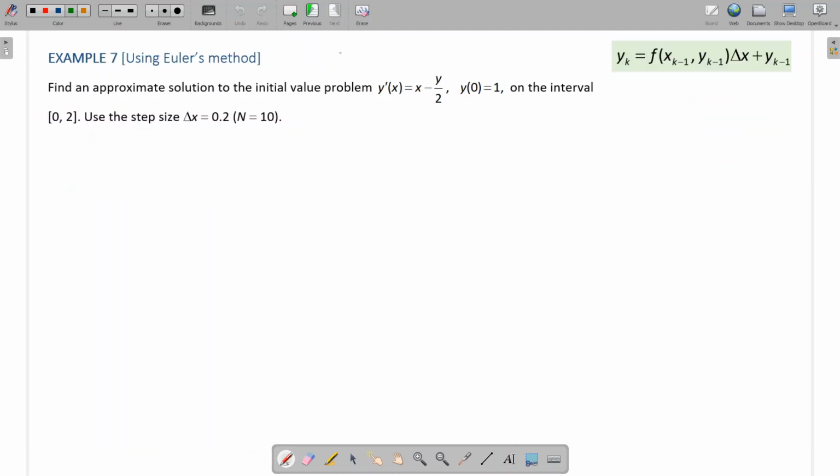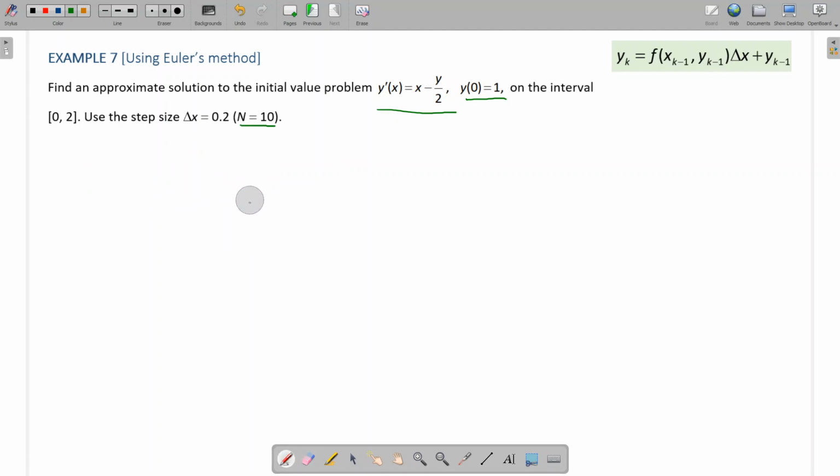All right, let's try one of these by hand. The example says, find an approximate solution to the initial value problem given by this differential equation with the initial value of y(0) equals 1. We're going to be doing this on the interval from 0 to 2, and we're going to use a step size of 0.2. Where this came from is we want to use 10 different segments. So if I took the width of that interval and did the whole (b minus a) over n like we did back with integration, you get (2 minus 0) over 10, which is where we're getting the 2/10 from.